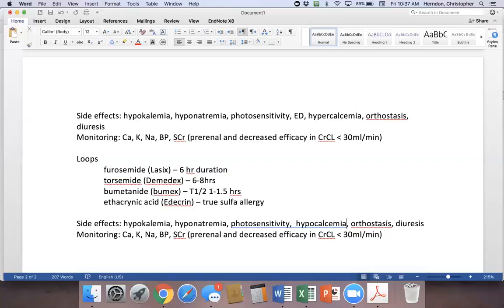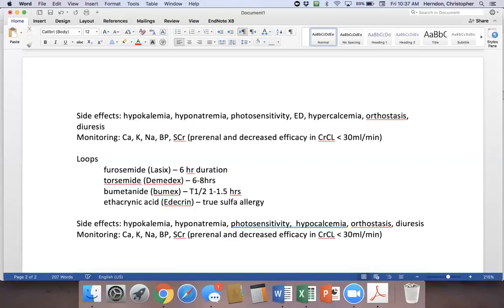Do you know the secret trick? I pull up the calculator. You don't even need that. What's a normal albumin? 4. So for every point your albumin is below 4, you increase the calcium by 0.8. So if it's 3, you have to correct your calcium up by 0.8.